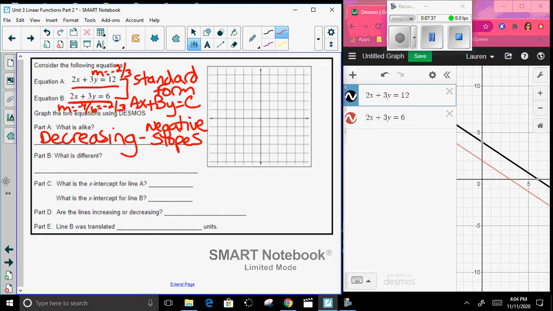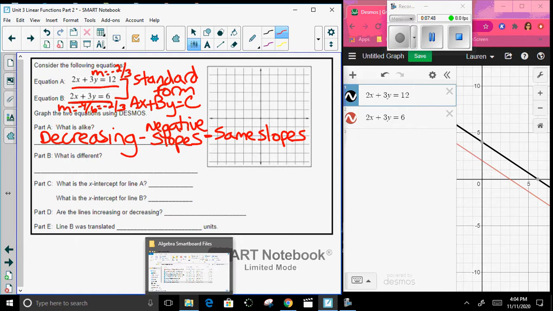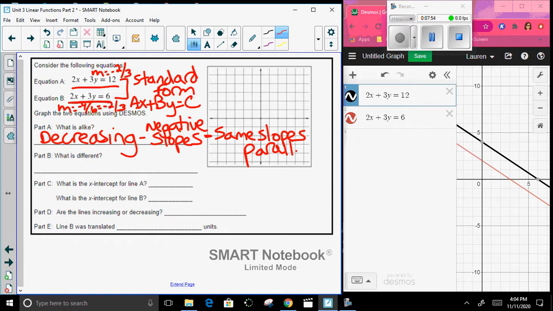So notice, yes, it's decreasing. Yes, the slopes are negative. And the slopes are actually the same. So they have the same exact slope. These two lines are parallel, and parallel lines are going to give you the same exact slope. So that's kind of a correlation there of how they're alike.